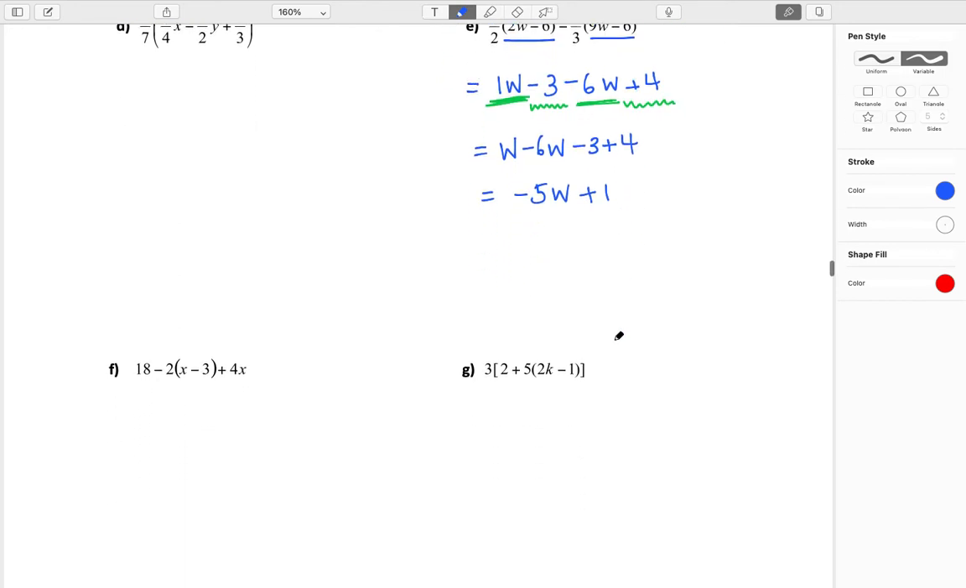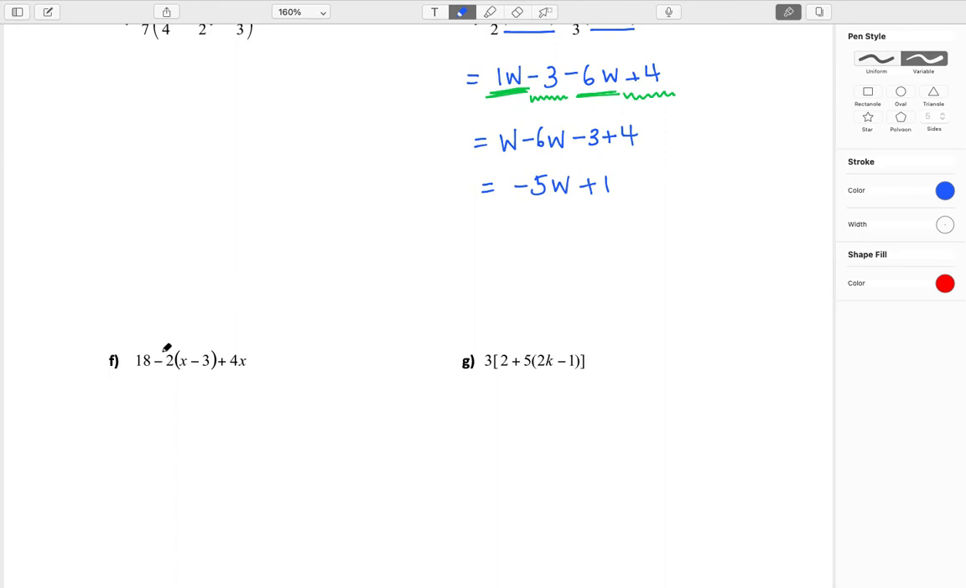Now, what about letter F? Who's in front of this bracket? It's not 18. Only negative 2 is in front of the house, right? So in this case, negative 2 is going to handshake, distribute, multiply with x and negative 3. Let's start. 18 just comes down. Negative 2 times x is negative 2x. Negative 2 times negative 3 is positive 6.